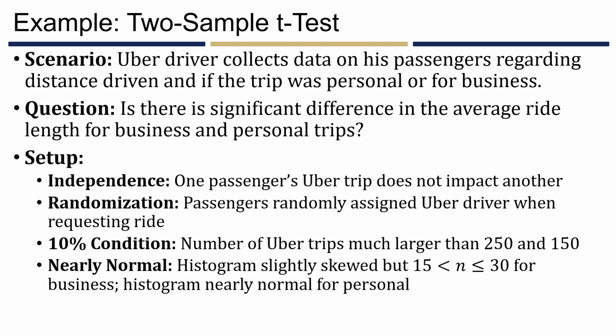Taking a look back at our histograms on the previous slide, we can see that the nearly normal condition is going to hold for both of our samples. The business trips were slightly skewed to the right, but our sample size was between 15 and 30, which allows us to say that the central limit theorem holds. So we can say that the shape of the sampling distribution of x bar is approximately normal. As for the personal rides, the histogram was very close to being normal. In addition, we had 15 observations, so the central limit theorem is actually going to hold for two different reasons. In this case, the histogram is close to normal, and we have a reasonably large sample size.